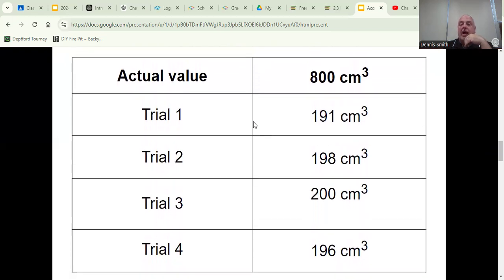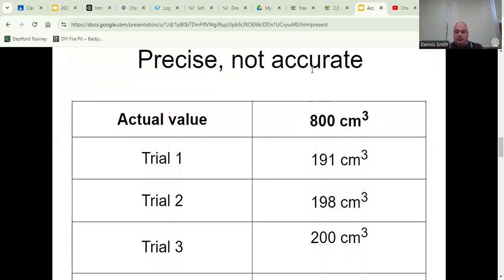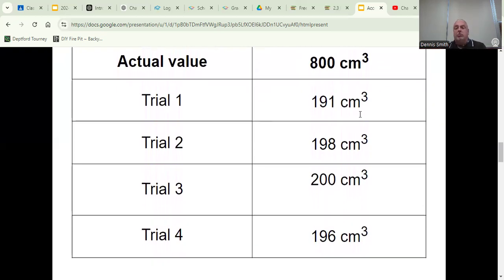So here's your actual value, 800 centimeters cubed. Trial one, you measure 191. Trial two, you measure 198. Trial three, you measure 200. And then finally, trial four, you measure 196. Here's your actual value. Keep that in mind. Your actual value is 800 centimeters cubed.